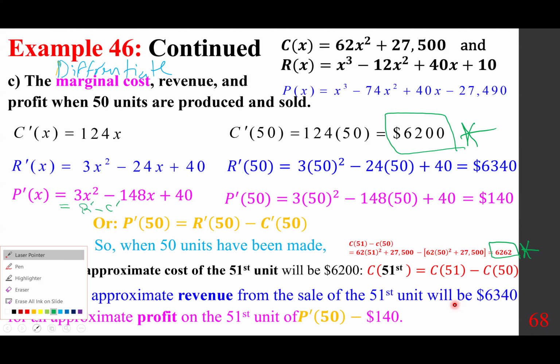The moment you see marginal, it refers to the derivative of that function: marginal cost, marginal revenue, marginal profit. And if you evaluate it at some point, in this case we use the number 50, then it gives us the approximation for the cost of producing the next unit, for revenue from the next unit, for profit for the next unit, when we plug in. That's the meaning of that.